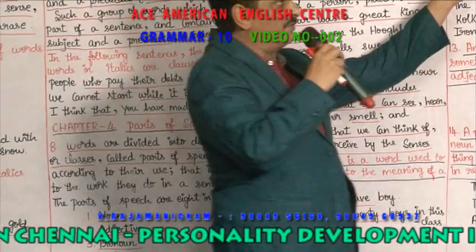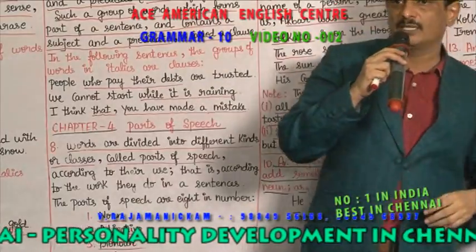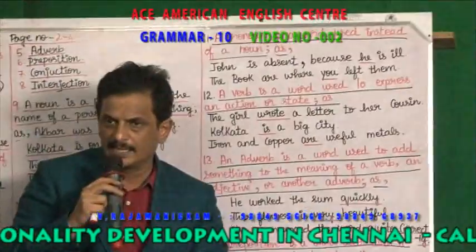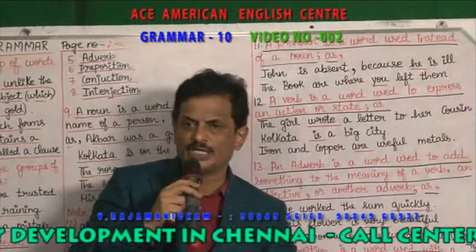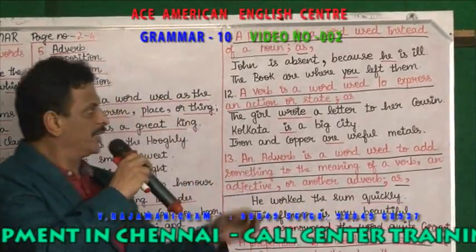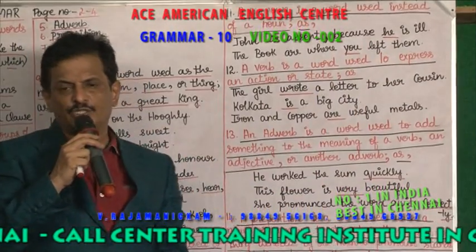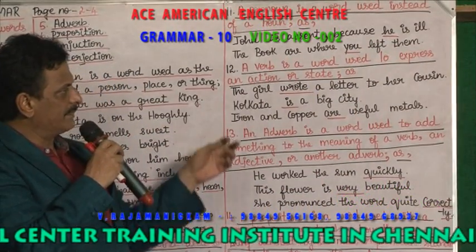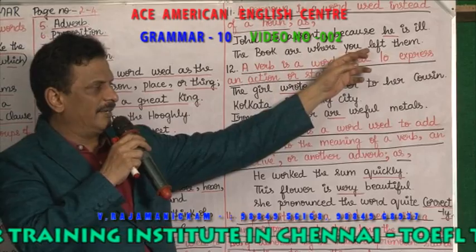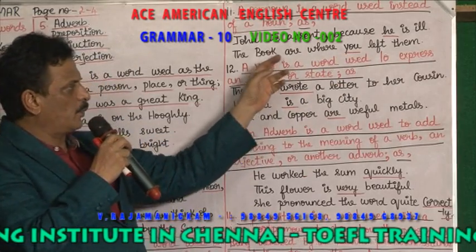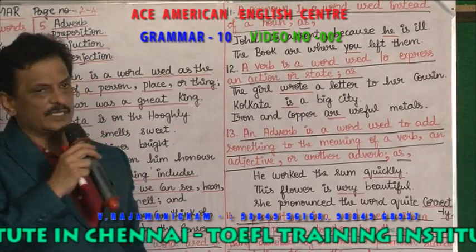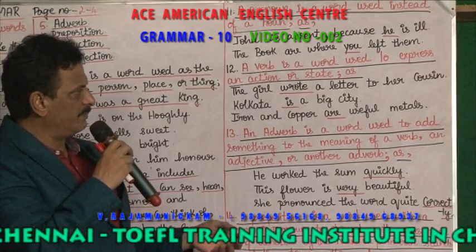A pronoun is a word used instead of a noun. Instead of Rama, you use he. Instead of Rani, you use she. So he and she become pronouns. John is absent because he is ill. So the he stands for John. So he is the pronoun. The book is where you left it. The you stands for the person's name, so it's a pronoun.